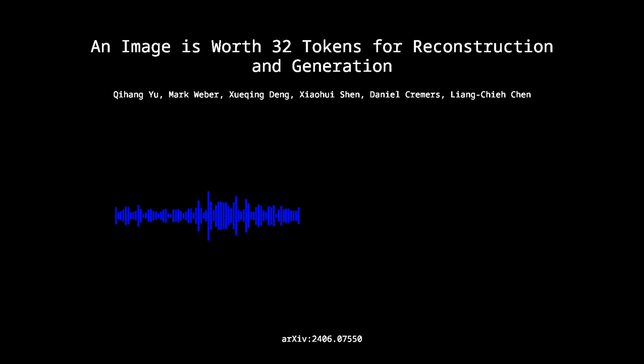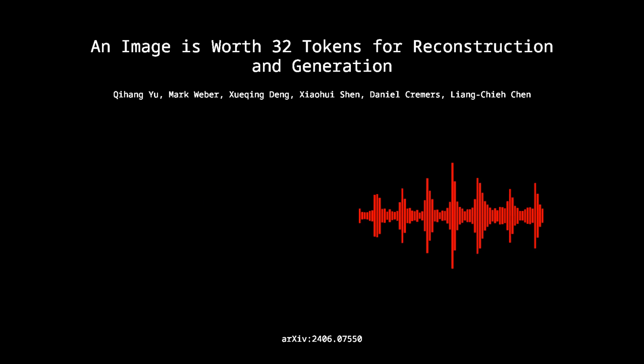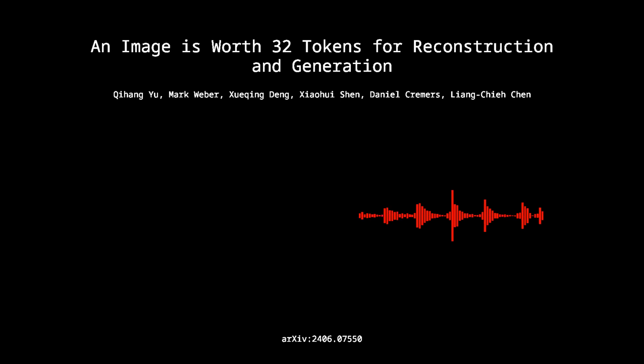Correct. Then, during the training of the separate MaskGIT generator model, you randomly mask out some ratio of these 32 tokens. The generator's job is simply to learn to predict the original IDs of those masked tokens, given the unmasked ones. So it learns the relationships and patterns within these ultra-compact sequences.